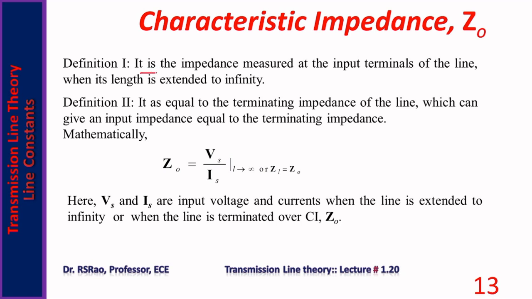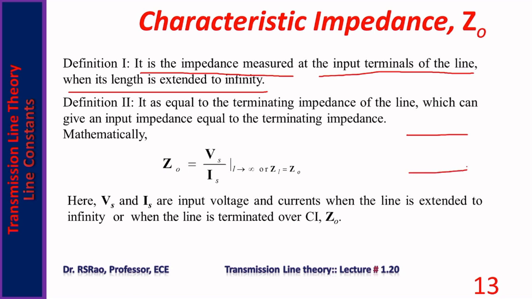Definition 1. It is the impedance measured at the input terminals of the line when its length is extended to infinity. See, there is a line. What is the characteristic impedance of this line? It is defined as the input impedance of this line when it is extended to infinity.